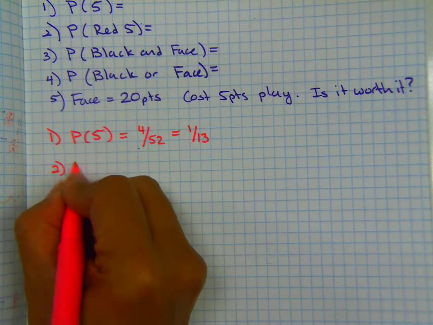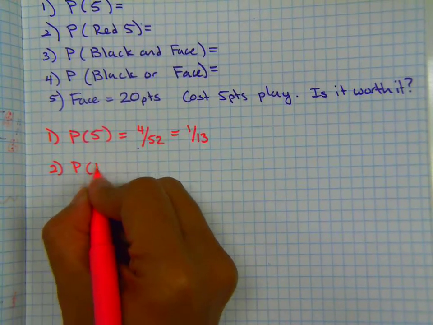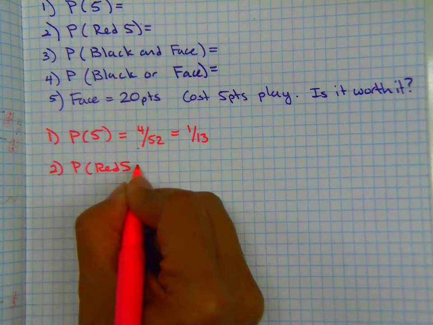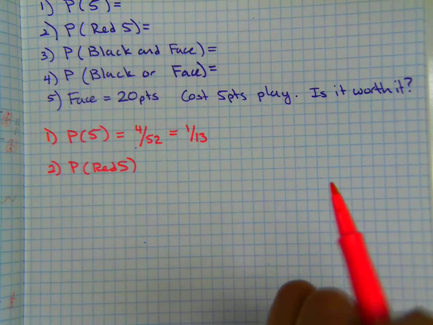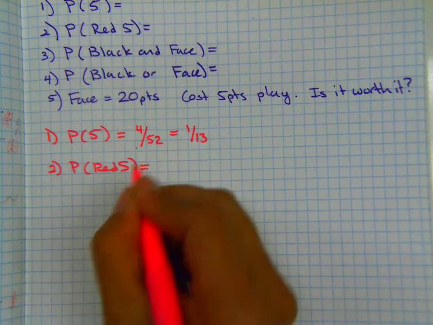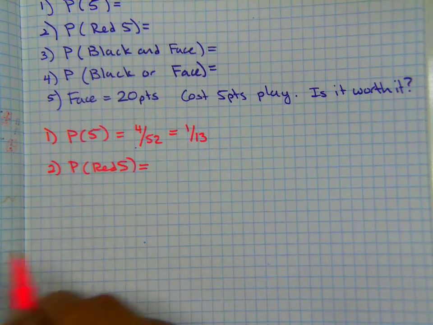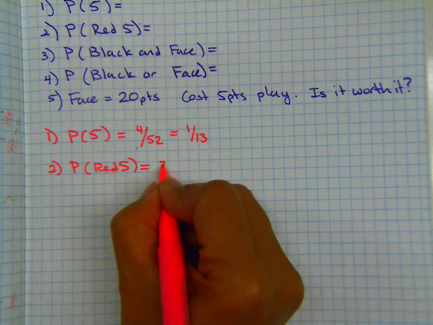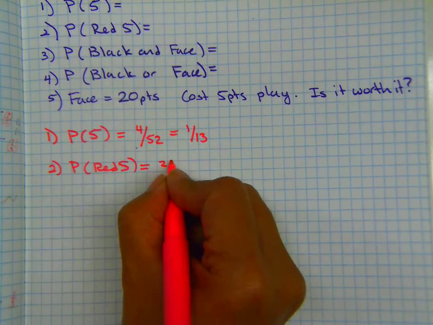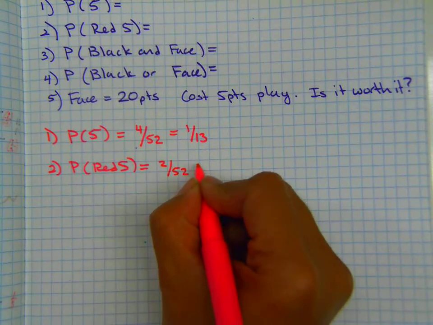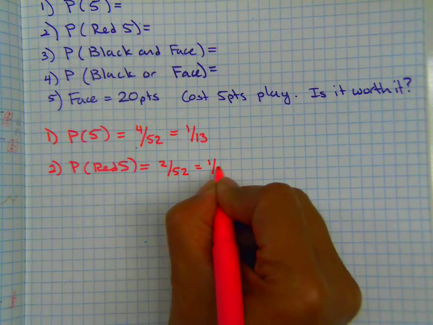Number 2, what's the probability of getting a red 5? That's the same thing as saying getting a red card and a 5 card. So both things have to happen at the same time. If you look at your picture again, there are 2 ways to get a red 5, 5 of diamonds, 5 of hearts, out of 52. Or 1 out of 26.